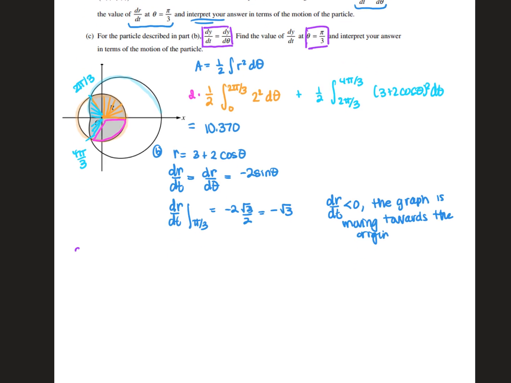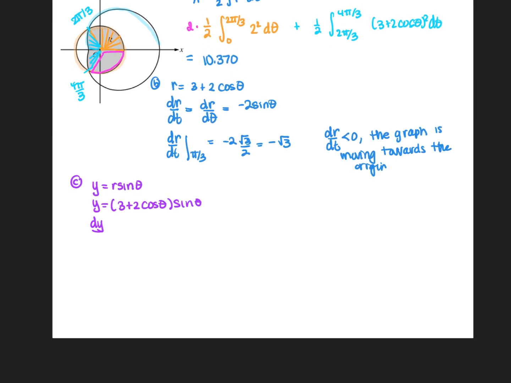So for part C, again, we're going to use the same cardioid, but now we're talking about y. Remember that y is the same thing as r sine theta. So for us, it's going to be (3 plus 2 cosine theta) times sine theta. We want to find dy/d theta, which is the same thing as dy/dt. So I'm going to do a product rule here: derivative of the first piece, copy down the second piece, plus the derivative of the second piece, copy down the first piece. And then we want to evaluate this at, again, pi over 3.